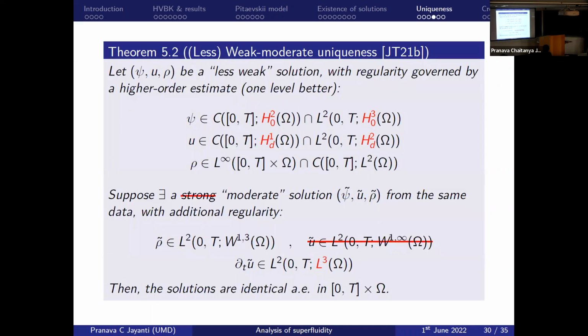So now we consider a less weak solution. So you noticed earlier the wave function was in H1, now it's in H2. Velocity was in L2, which is H0, but now it's in H1. So it's gone up by one derivative. The density is still the same. Now we assume that there exists a moderate solution from the same data, right? And the moderate solution has this regularity, plus it has the density being the same as the strong solution case, but you don't require this on the velocity field. And the time derivative of the velocity does not have to be in L infinity. It's way weaker. It's in L3. So it's cubic integrable. So if we consider such a moderate solution, then one can show that this less weak and moderate solutions are actually identical. Okay.